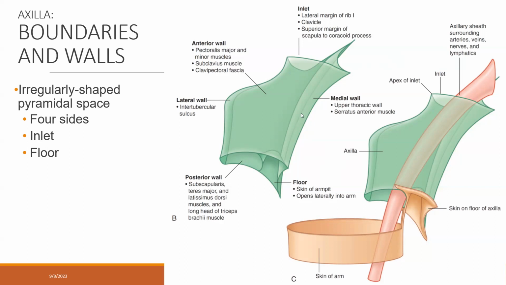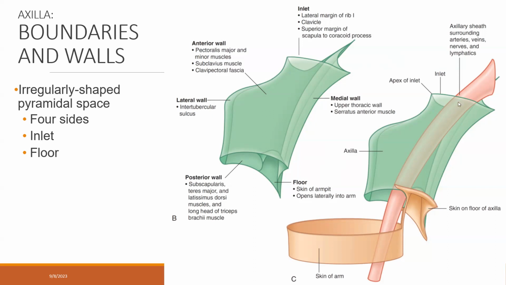For the medial wall, you have the upper thoracic wall, as well as a very important muscle, which is the serratus anterior muscle. Now, for the lateral wall, it is simply the intertubercular sulcus, and it is basically the easiest wall that you will learn in the axillary fossa.